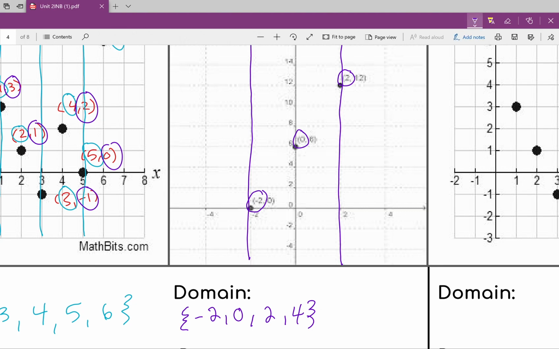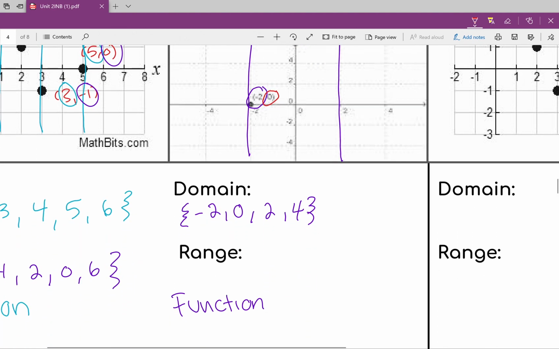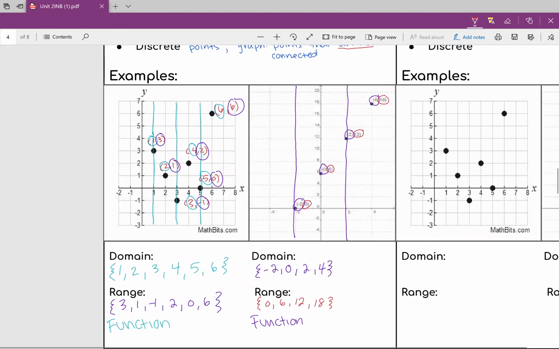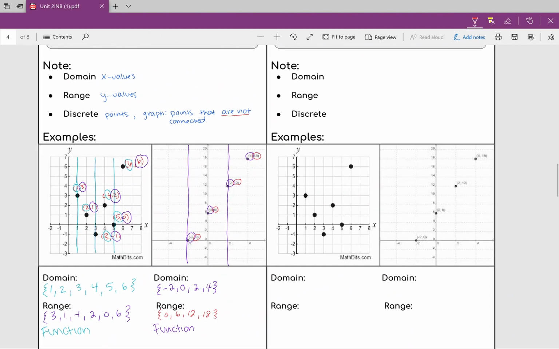Okay, so now I'm going to look at all my y values. So here I have 0, 6, 12, and 18. So I'm going to write that down, 0, 6, 12, and 18. And then I found my range, all my y values. And that's all we're going to practice doing today. We are going to practice knowing that domain belongs to the x's and range belongs to the y's.